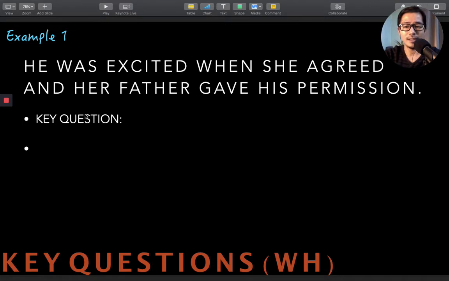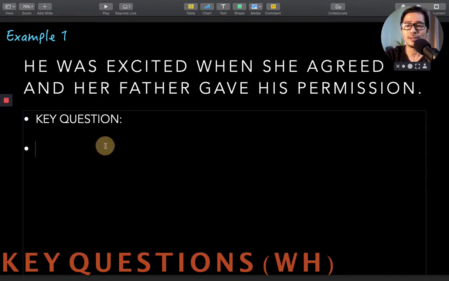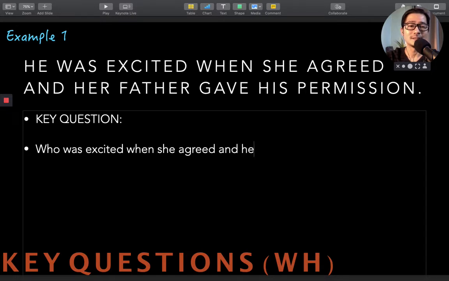Okay, now we're going to ask key questions. The same sentence. Okay, what would be our key question? Here we go now. So this is where the rubber meets the road. Okay, let's apply what we've learned in the previous slides. What will be the easiest question here? That's right. Who was excited when she agreed and her father gave his permission?